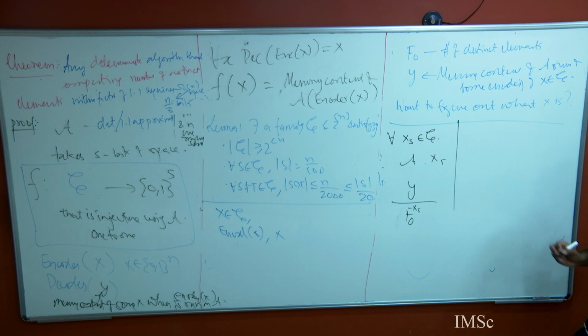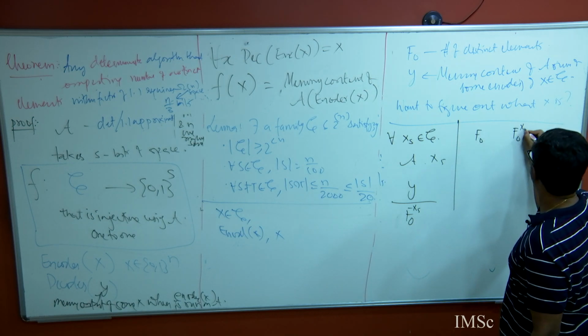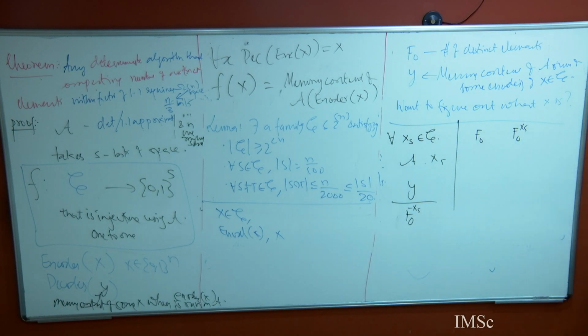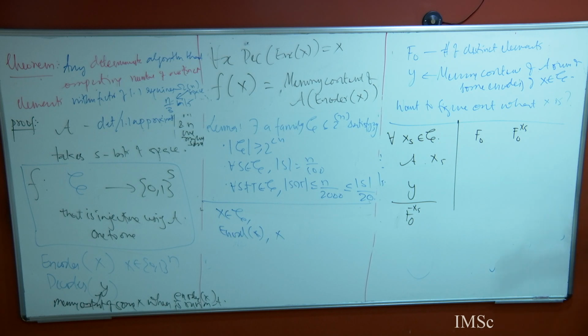So now I have two numbers: I have F0, and I have F0 XS. Now I want to check whether the memory content Y corresponds to XS or not, because if it corresponds, then I can get this. Okay, so I check.